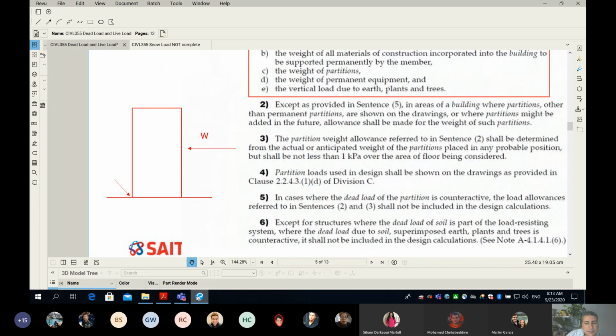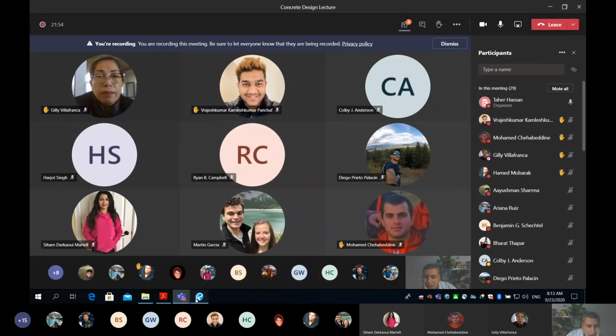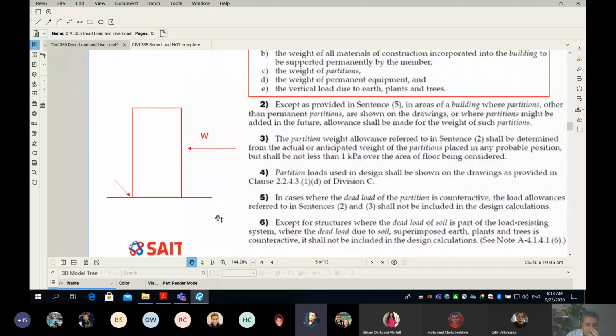Next is Jelly. Is it the retaining wall under the foundation? Okay, thank you. Next is Hamid. Wouldn't it be a shear wall for elevator shafts or something like this, or for staircases?